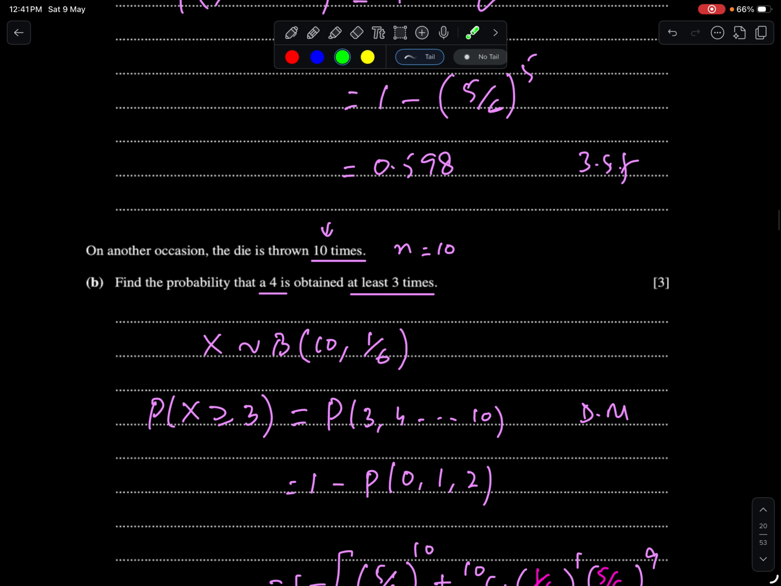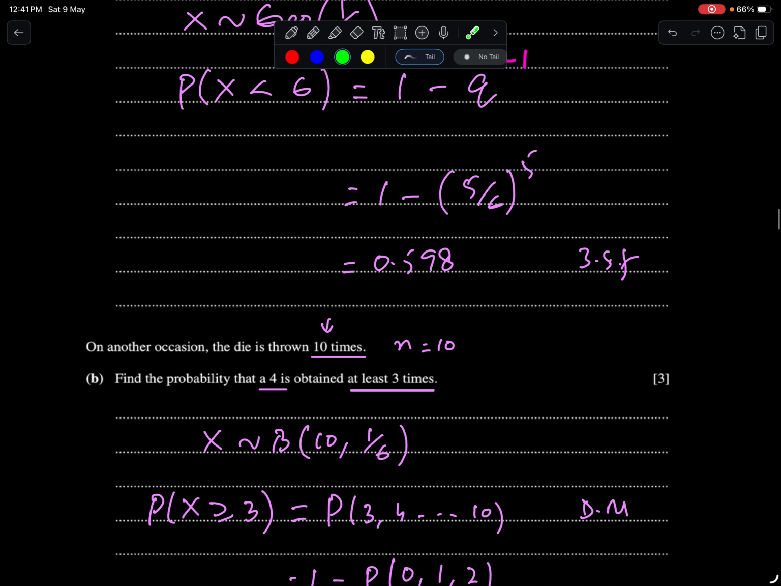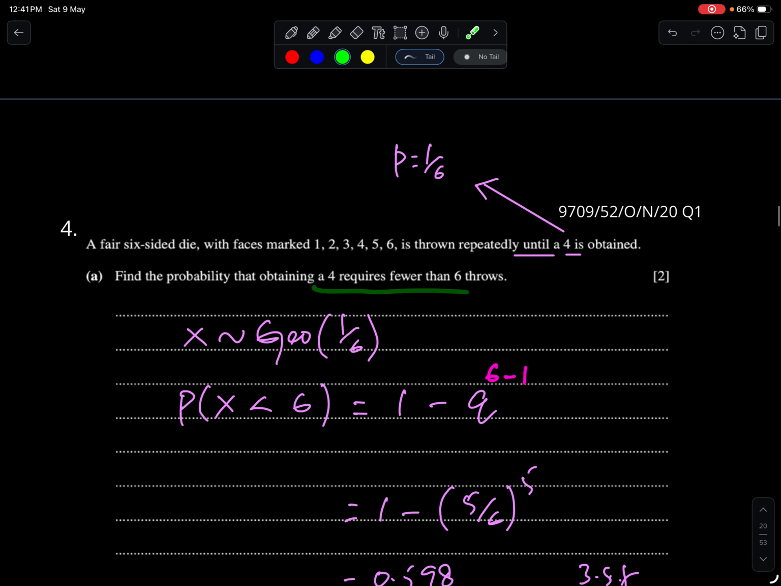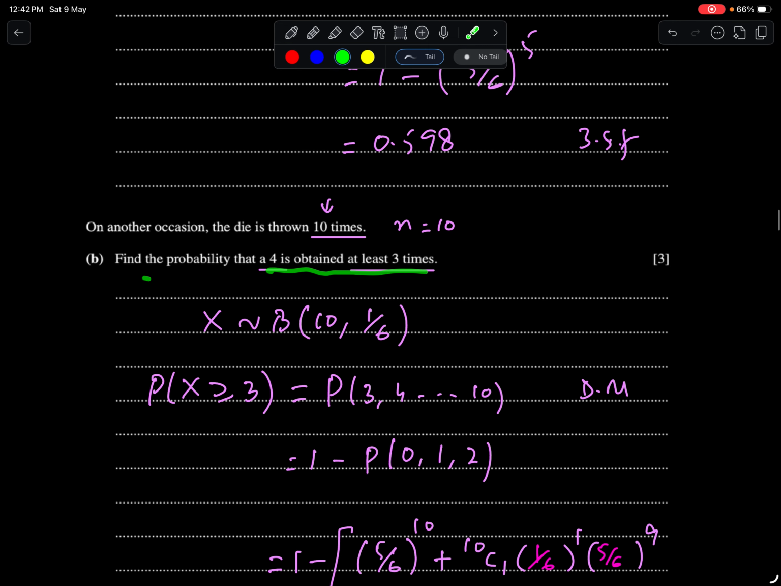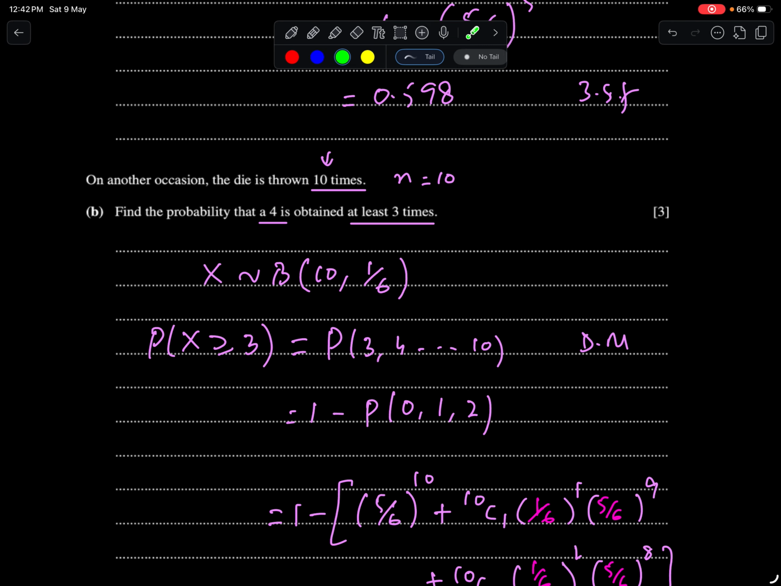Now from here this question has become binomial. Why? Because of n, a fixed number of trials. Here trials were infinite. Repeat the process until you get your requirement. Here the trials are fixed, 10 trials. Find the probability that a 4 is obtained at least 3 times out of 10. So at least 3 is 3 to 10. Direct method is lengthy, use the indirect method. Numbers which are not in this list.